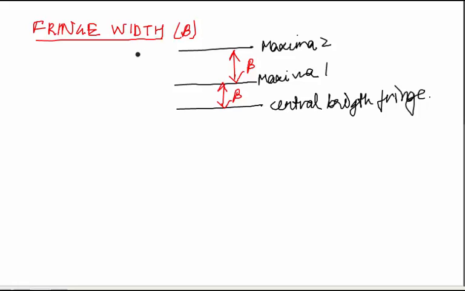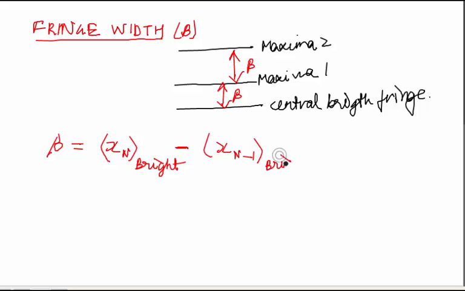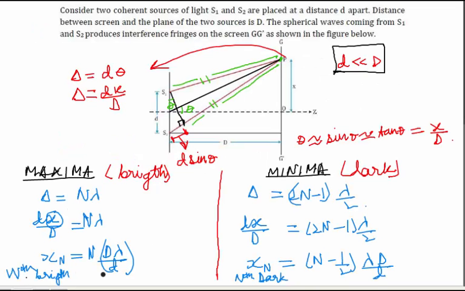Let's do it using two maximas. So we will say beta should be equal to the nth bright minus x of, for any general bright, n minus 1th bright. So between two maximas, nth maxima and n minus 1th maxima, we are finding the beta. Now we already know what xn of bright is. Xn of bright is n lambda d by d.